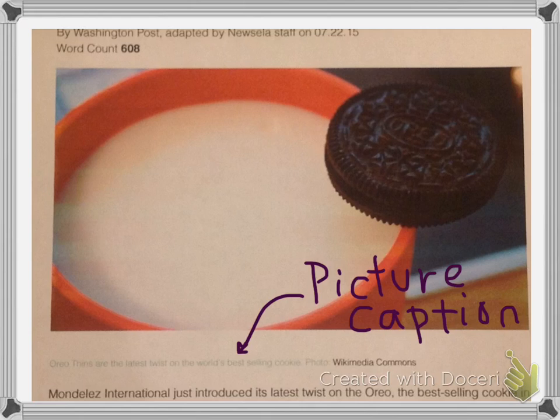I just got a little more information when I read that picture caption. Remember how the title made me think Oreos had changed because it said it was more svelte? Well, now it says Oreo Thins are the latest twist. I've never heard of Oreo Thins before, but I know the latest twist means it's the latest thing that's happened to this. So the picture caption has already given me a little more information, and I'm starting to make a prediction. Previewing can help you predict. Looking at the text features can help your brain think about what this is going to be about.